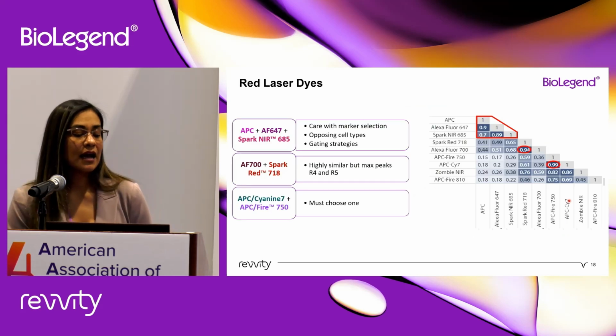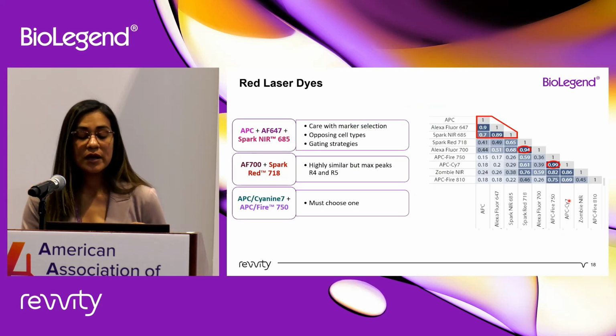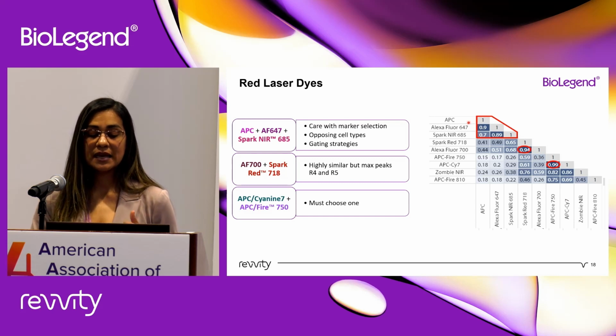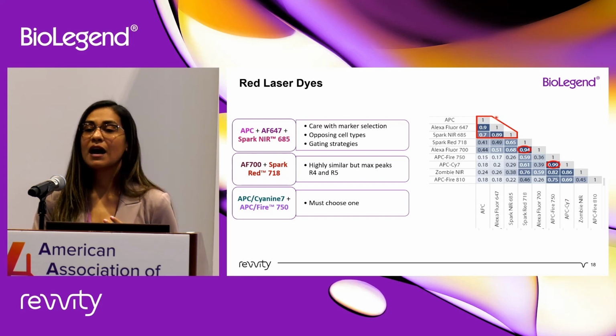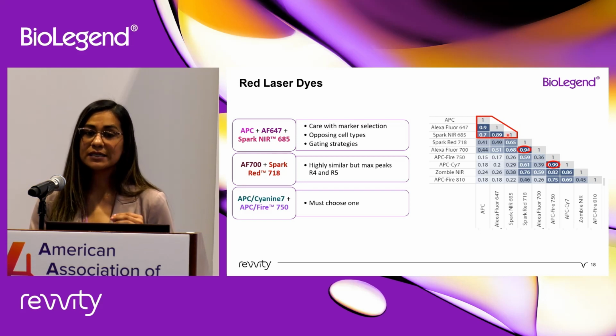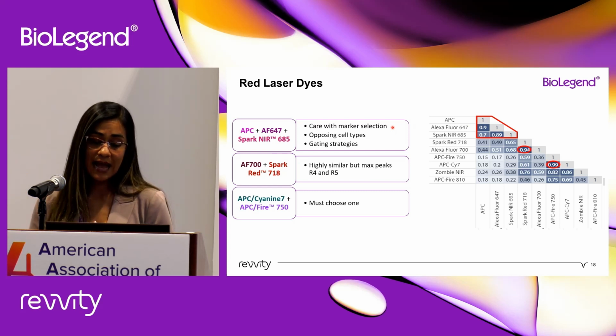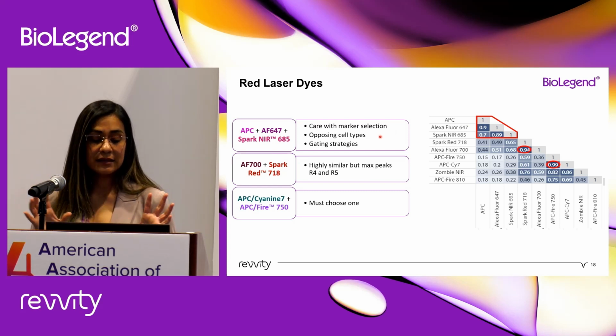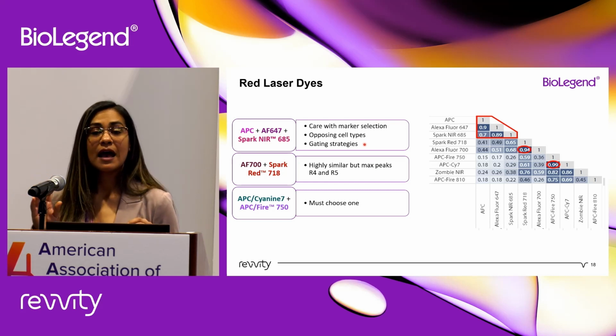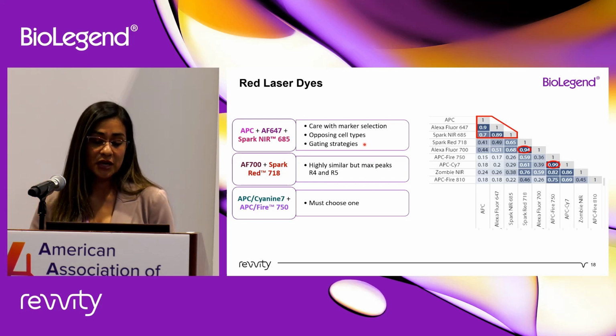And lastly, looking on the red laser, we are going to have the combination of APC, Alexa Fluor, and Spark NIR 685. They have a high similarity index, but we still are able to resolve them. We just need to be careful on how we assign the markers to these dyes. We want to have them in opposite cell type, and here it's important to have an idea of what will be our gating strategy when we assign these dyes.